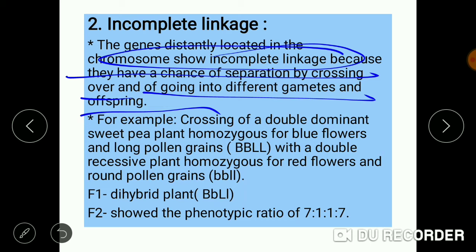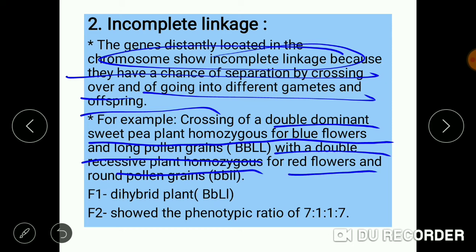For example, we have performed the crossing of a double dominant sweet pea homozygous for blue flower and long pollens with the double recessive plant homozygous for red flower and round pollens. As a result, the F1 generation obtained was a dihybrid plant with blue flowers and long pollens, and we are performing the crossing between the plants obtained in the F1 generation.